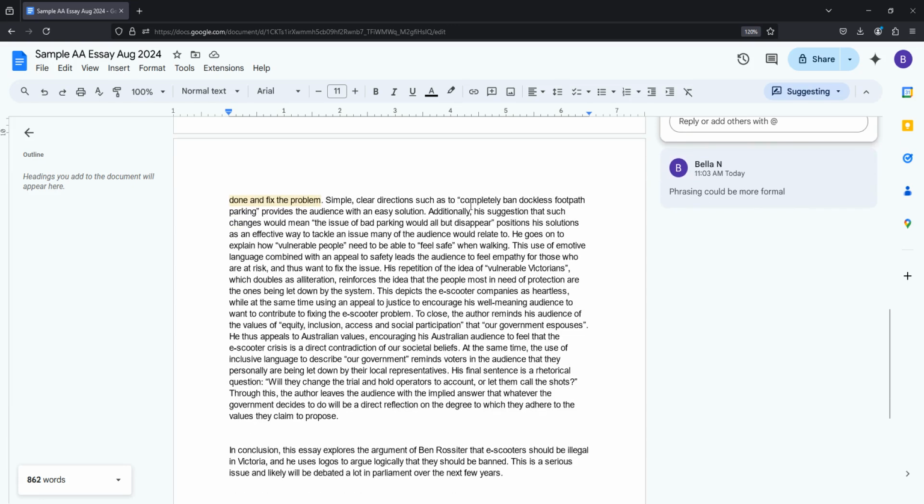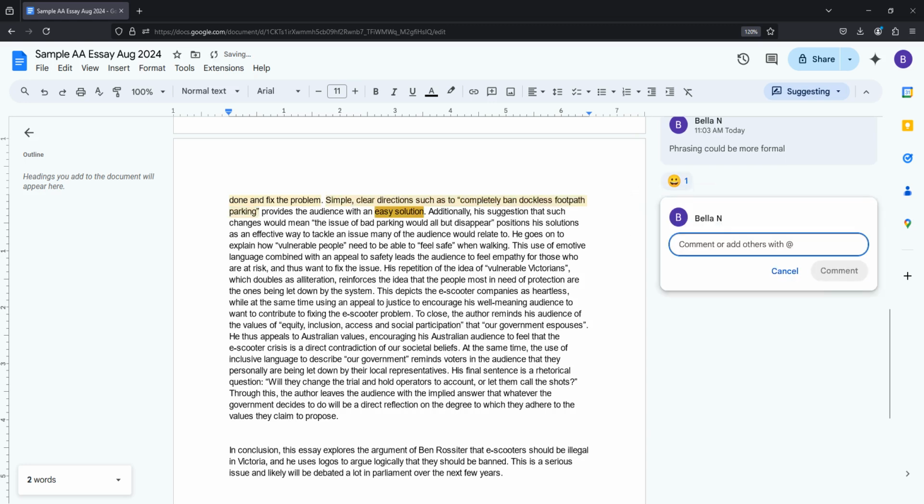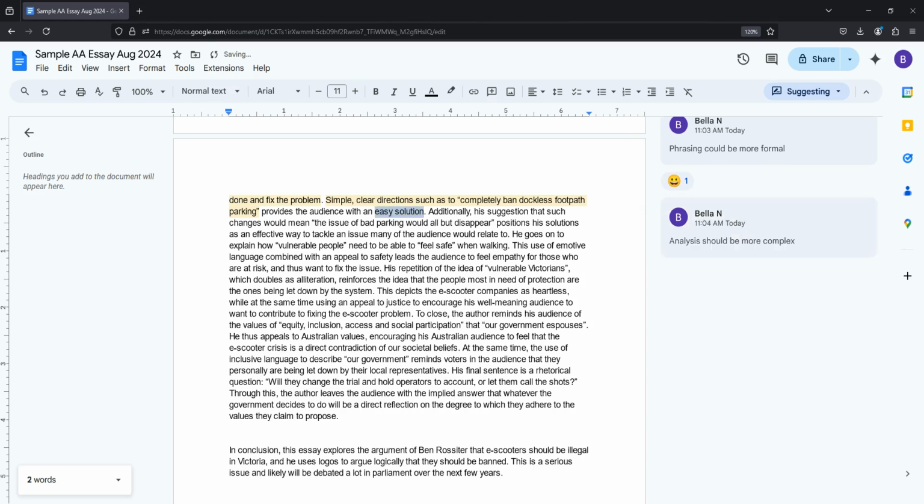Simple, clear directions such as to completely ban dockless footpath parking. Okay, see, this is much better. It just reads a lot more clearly. Provide the audience with an easy solution. Again, if you're going to analyze that, I feel like the analysis should be more complex. Yeah. Additionally, his suggestion that such changes would mean the issue of bad parking would all but disappear positions his solutions as an effective way to tackle an issue many of the audience would relate to. Okay, that's not bad. He goes on to explain how vulnerable people need to feel safe when walking.